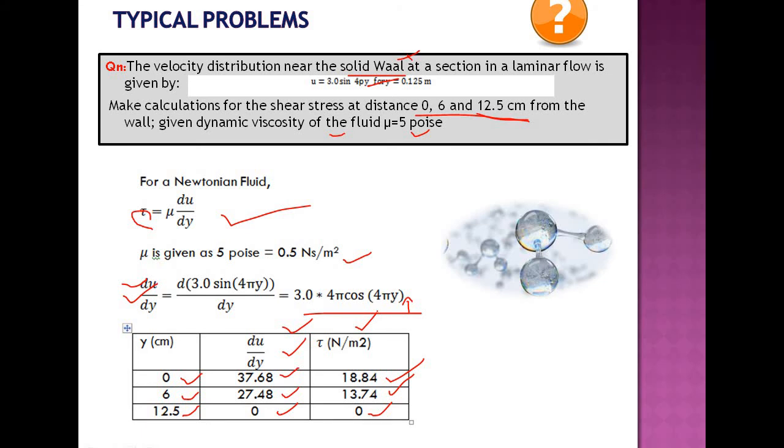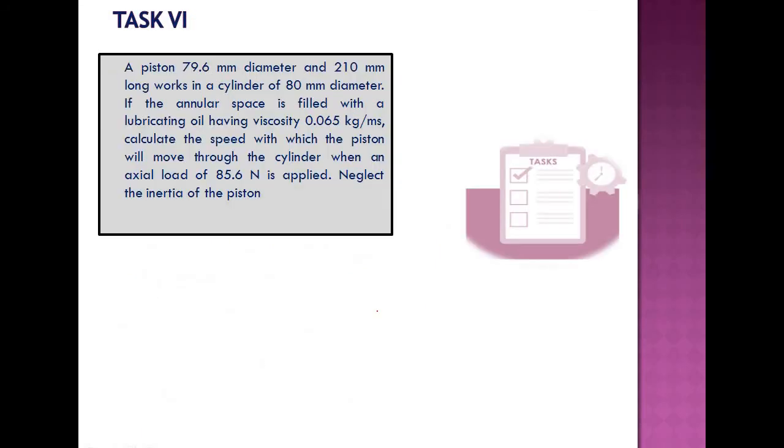So we have done some typical problems in this video and the previous video, and now we move on to a task. Again, that is a typical numerical problem. A similar problem has already been worked out in the previous video lecture. The problem goes like this: a piston of 79.6 millimeter diameter and 210 mm long. So diameter of the piston is given, length of the piston is given, and that is in a cylinder of 80 mm diameter. So there is a piston cylinder arrangement that contains oil as a lubricating fluid.